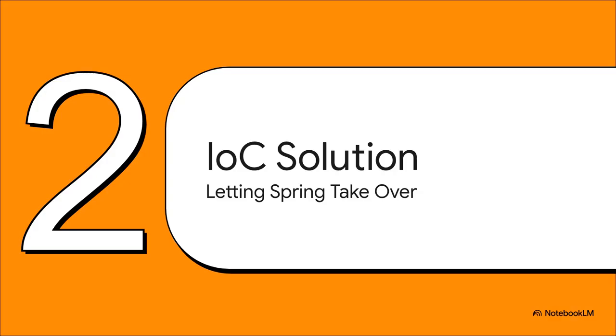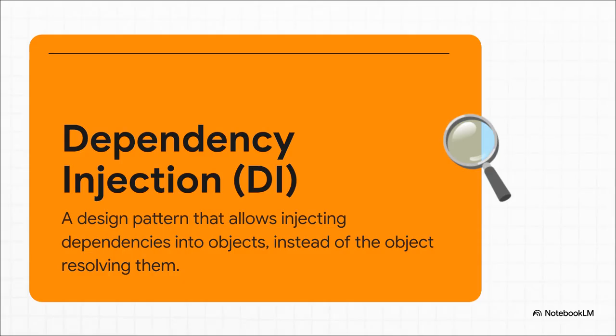Well, that brings us to the solution, what we call inversion of control. This is where we basically just let the Spring framework take the wheel for us. The first piece of this puzzle is dependency injection, or DI. Now, instead of an object building its own dependencies, DI completely flips that around. The dependencies are just handed to the object. They're injected from the outside. And just like that, you break those tight bonds. Your objects become way more modular and so much easier to test.